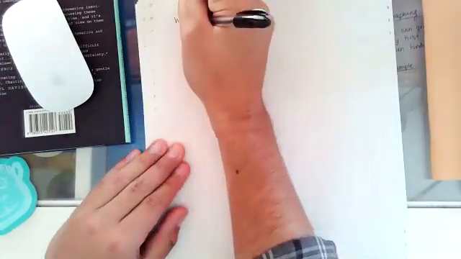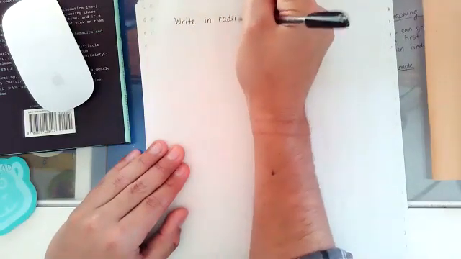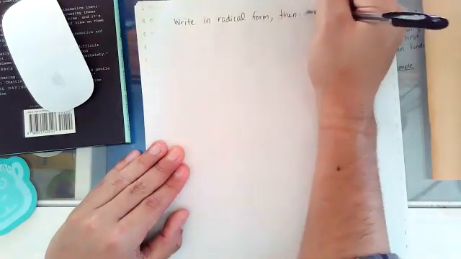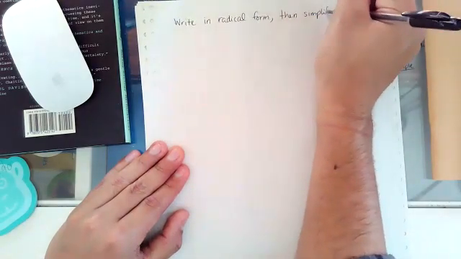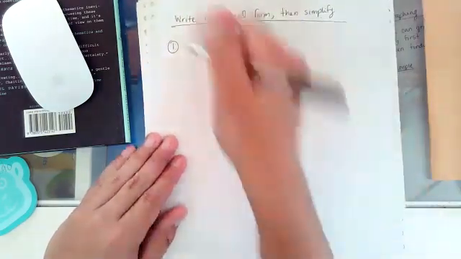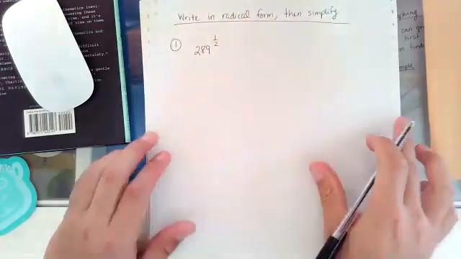So we're going to write in radical form then simplify. So let's look at these problems. 289 to the 1/2 power.